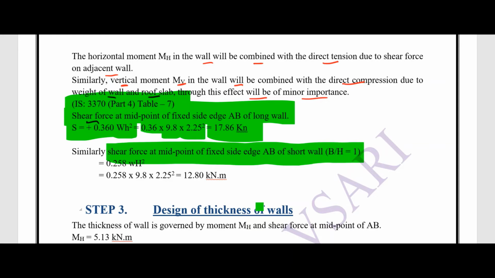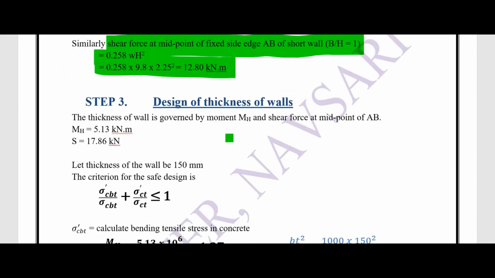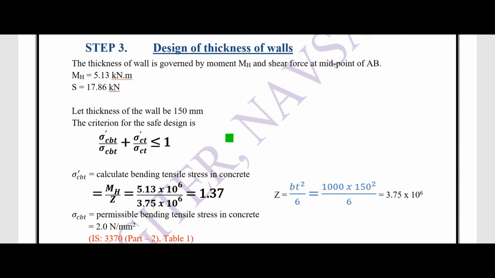B by H is 1. At the short wall B by H is 1. So at that time in this table you can see B by H is 1, so the value will be here 0.258 WH square. So we have two shear forces, first for the long wall and second for the short wall. Now design the thickness of the wall. We have to calculate the design thickness of the wall.